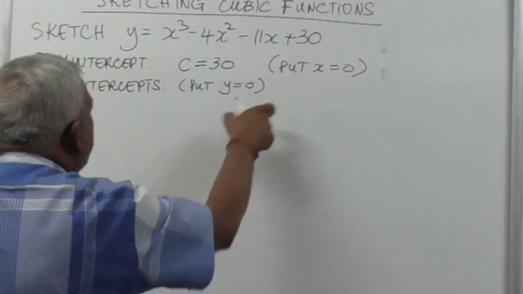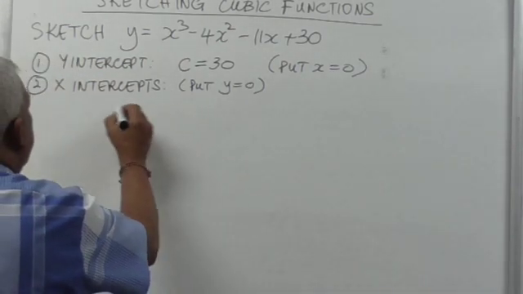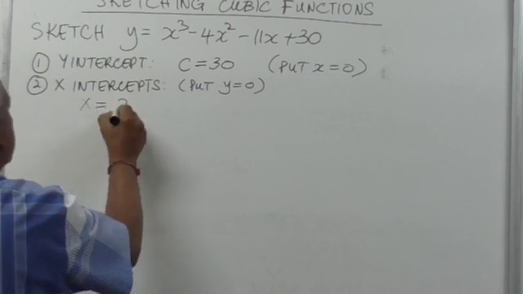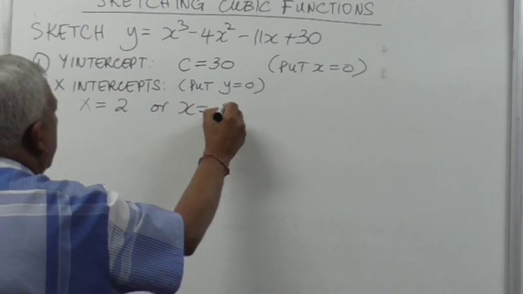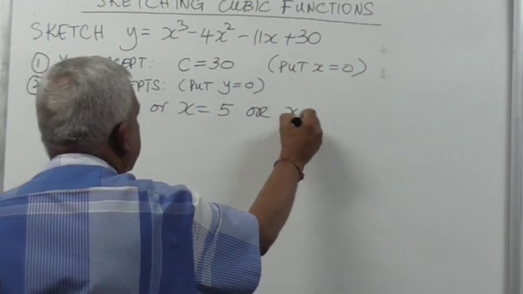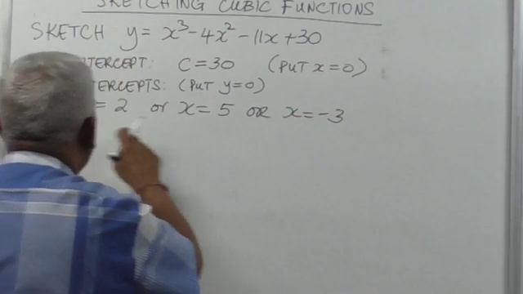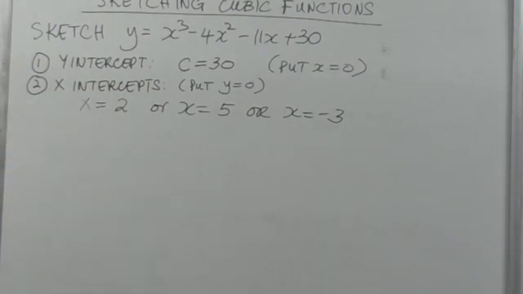Alright, so we did the working for this and we found the x-intercepts where x is equal to 2 or x is equal to 5 or x is equal to minus 3. Those were the three x-intercepts that we found earlier on. We showed you how to find that. Minus 3, 5 and 2.